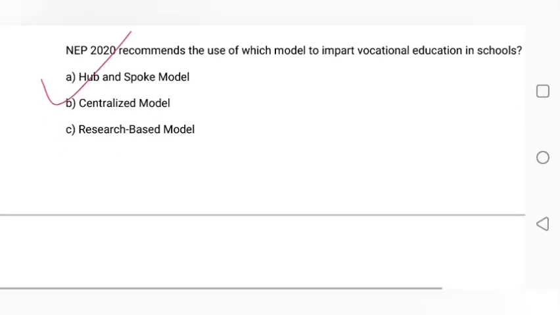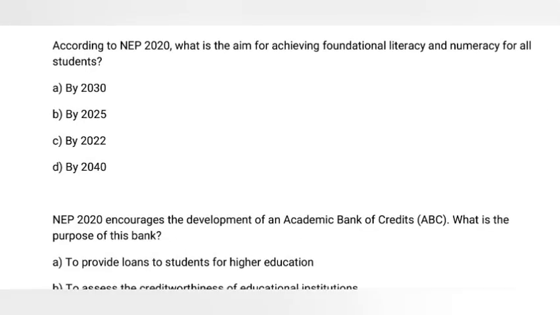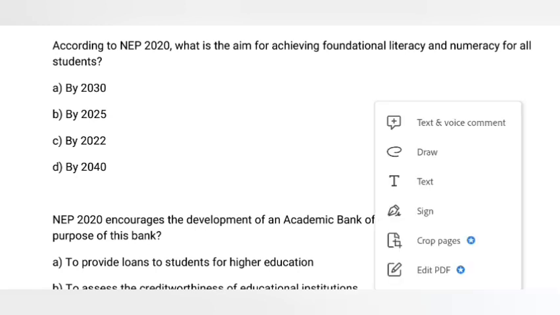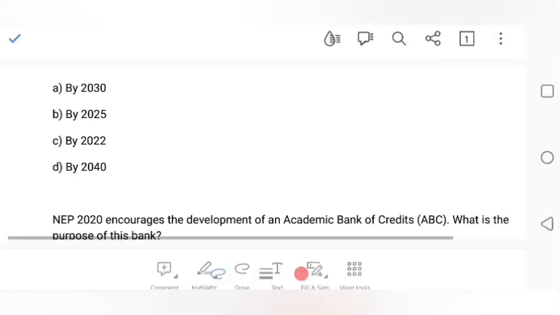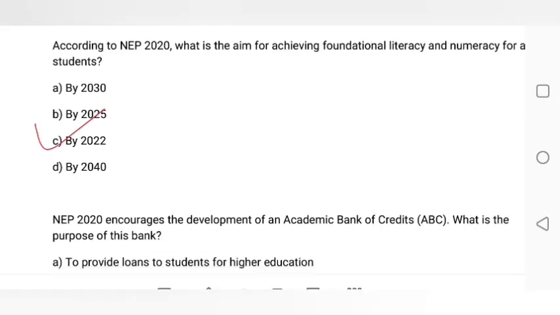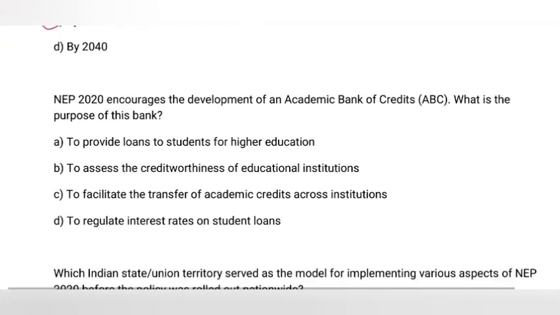Hub and spoke. Next, according to NEP 2020, what is the aim for achieving foundational literacy and numeracy for all students? So these are the years. The correct answer will be number C, 2022. By 2022. Whether it is correct or not, please try to verify from your own end.